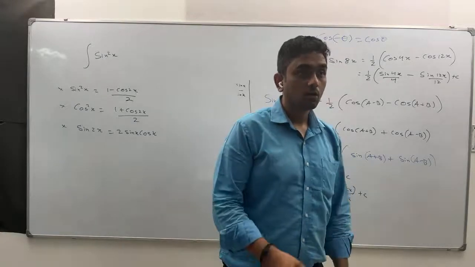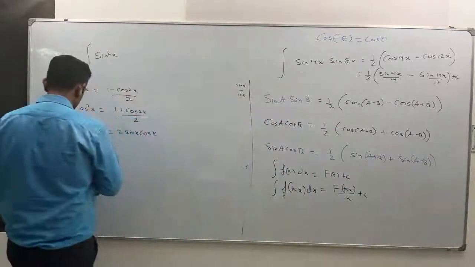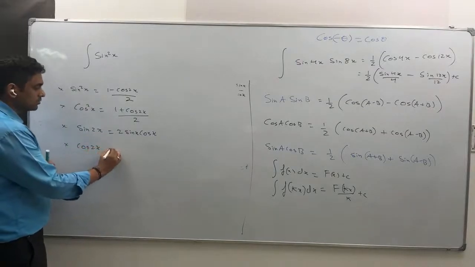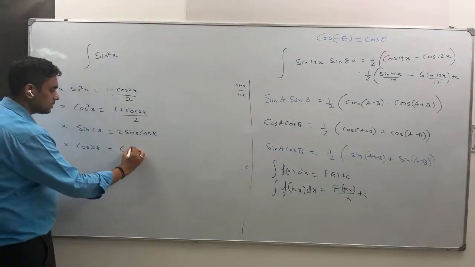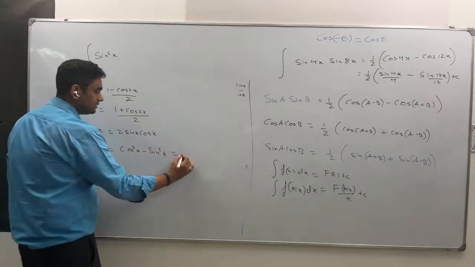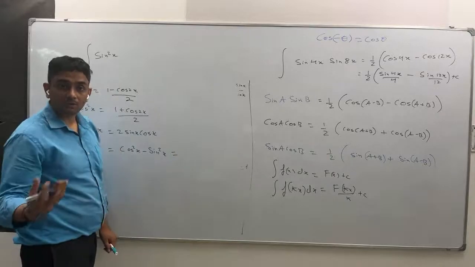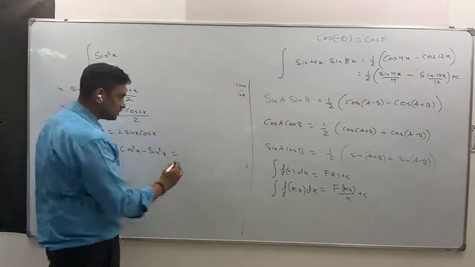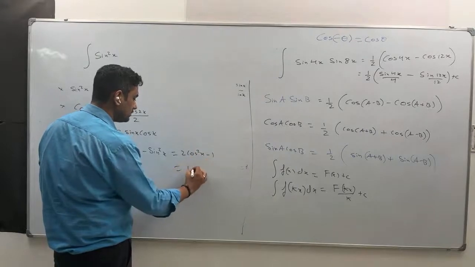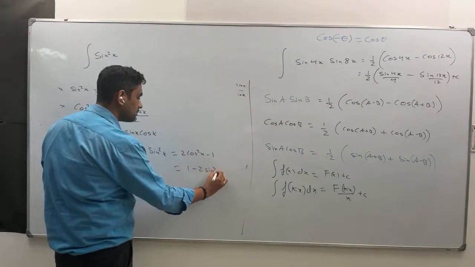Sin square x. Cos 2x. Yeah, that is correct. Or you can also write like this. Cos 2x is cos square x minus sin square x. All are correct. You can also write this as, because sin square is 1 minus cos square, it can also be 2 cos square x minus 1, or it can also be 1 minus 2 sin square x. All are same.